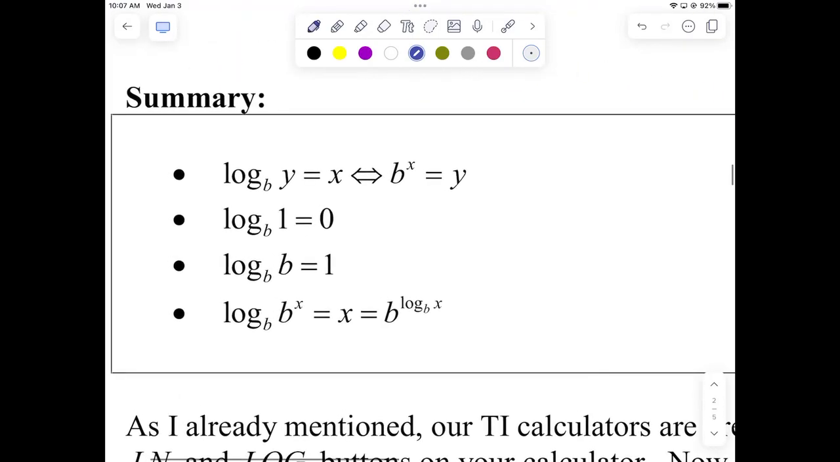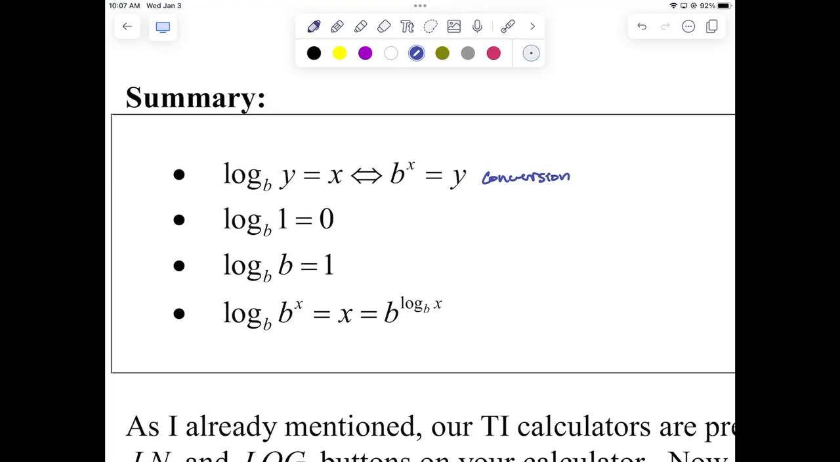This is what we need to walk away with today. Log base b of y equals x if and only if b to the x equals y. This is your conversion formula. This is the sentence structure: I go home and I do my math work, or I do my math work when I get home. It's just the same thing. You should be able to go back and forth between exponentials and logs.